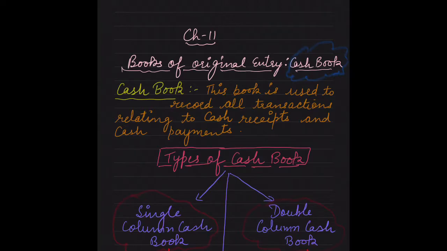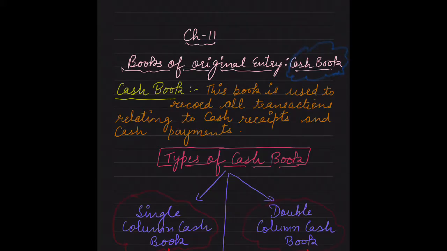But when the size of the business grows and the number of transactions become very large, it is no longer possible to record all the transactions in one journal only. So the journal is subdivided into a number of special journals. The special journals are also known as the day book, the special purpose books or subsidiary books, or the books of original entry.